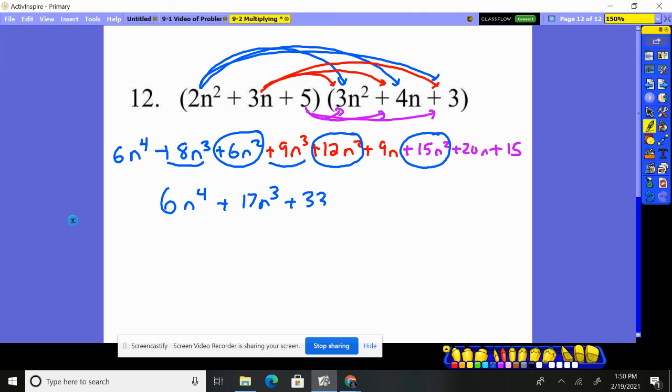33 n squareds. And then you have 9n and 20n. That's 29n. And then you have your number 15. And there you have the answer. Just have to take your time and be very careful.